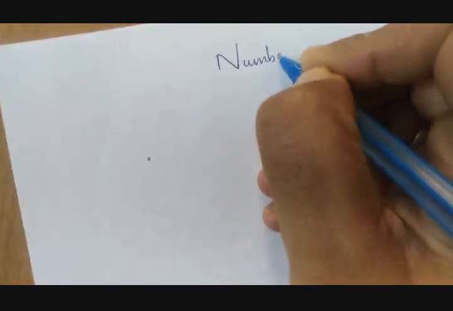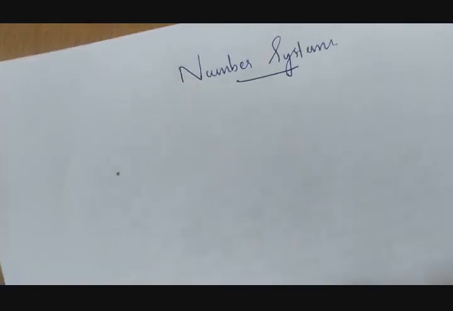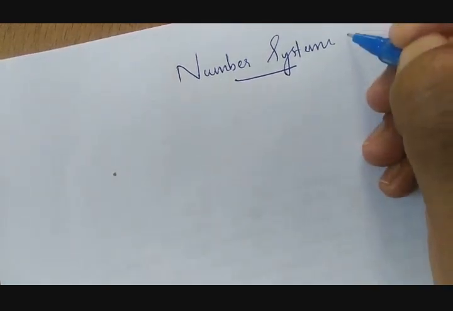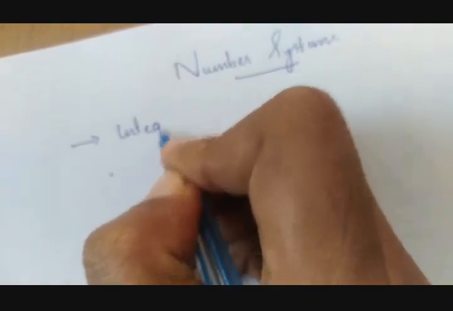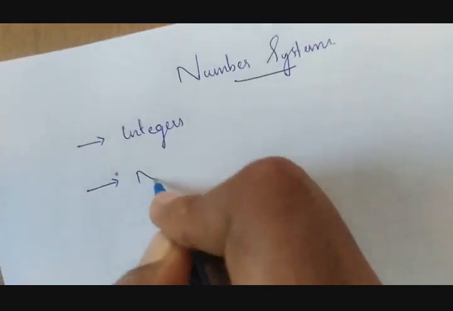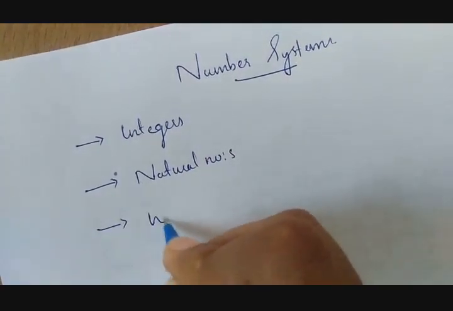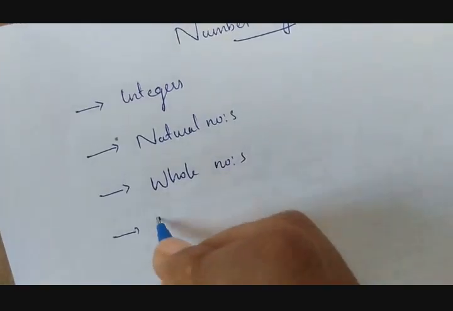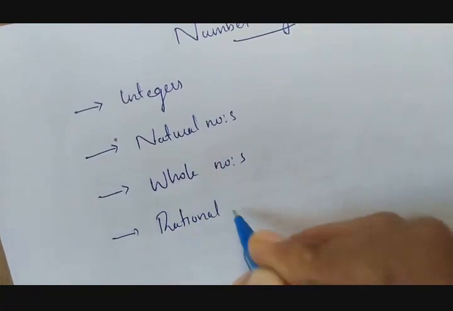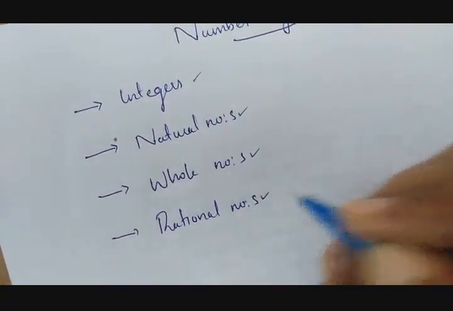Today we are discussing number systems. Number systems we can categorize into four: integers, natural numbers, whole numbers, and the fourth one, rational numbers. Integers, natural numbers, whole numbers, rational numbers.